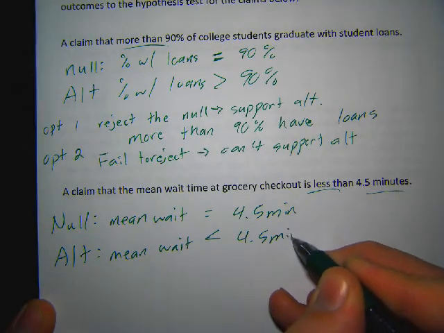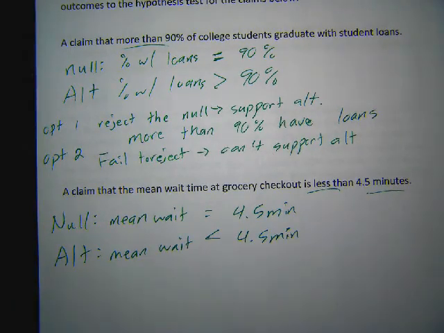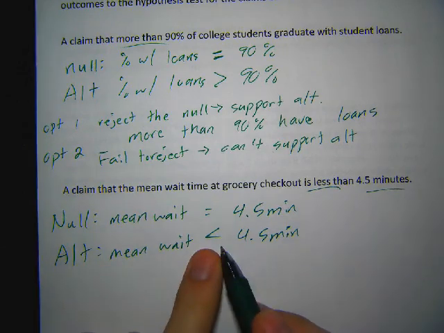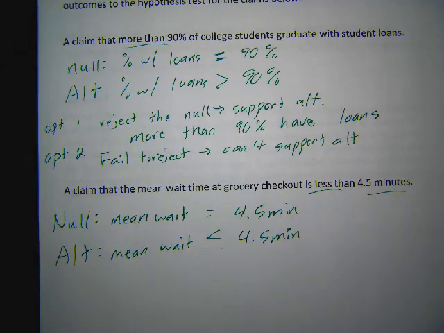Finally, I did one with less than. It works both ways, right? You can do greater thans or less thans. With this one, you definitely want a less than because we're talking about less than 4.5 minutes. The grocery store is trying to say, yeah, people don't wait that long. It's less than 4.5 minutes.